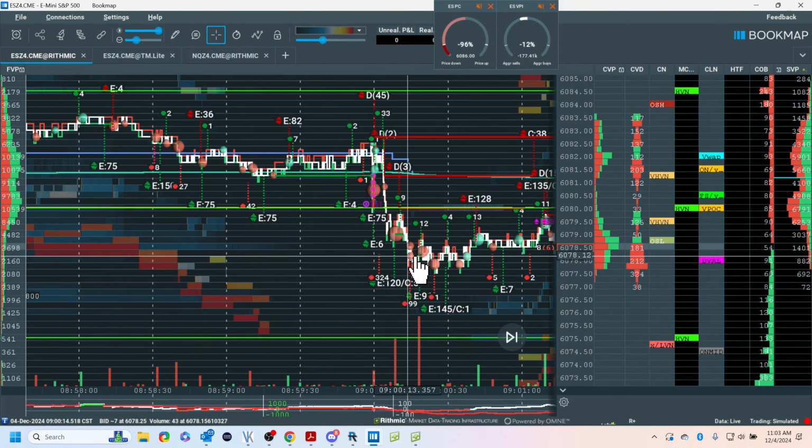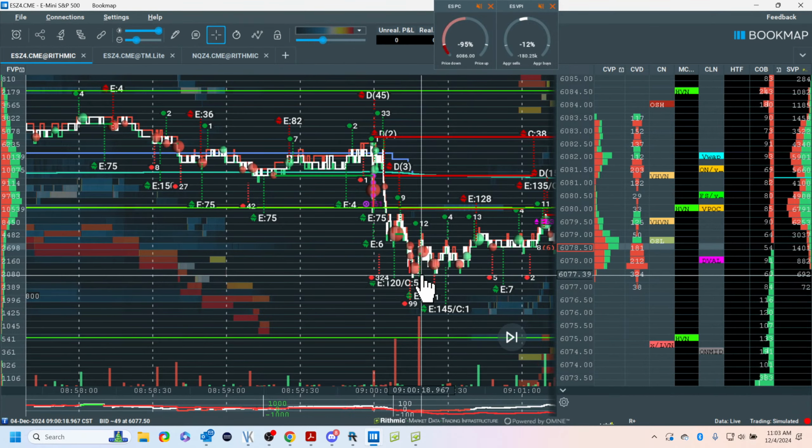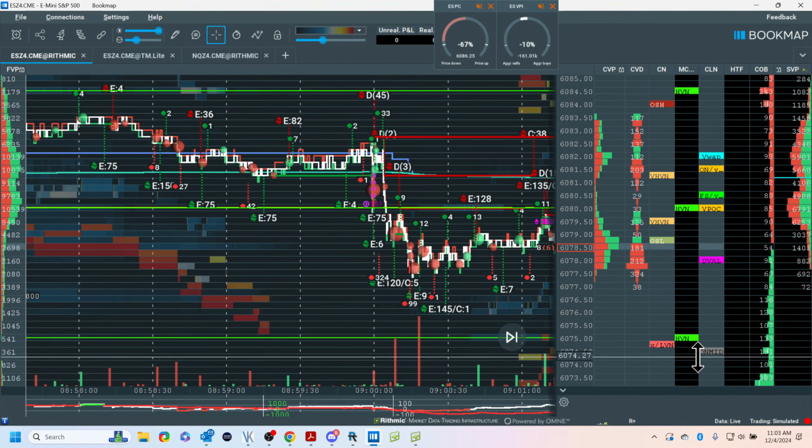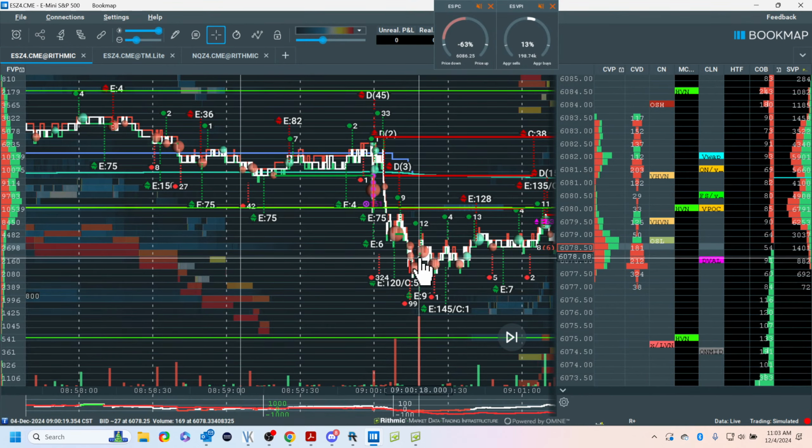Microstructure. Watch the volume right here. We take out the stops. Now the stops are out. I have this low volume node from the ETH, and I have the overnight mid, which has a probability of about 62%. Past performance not indicative of future results. Let's see what happens here.